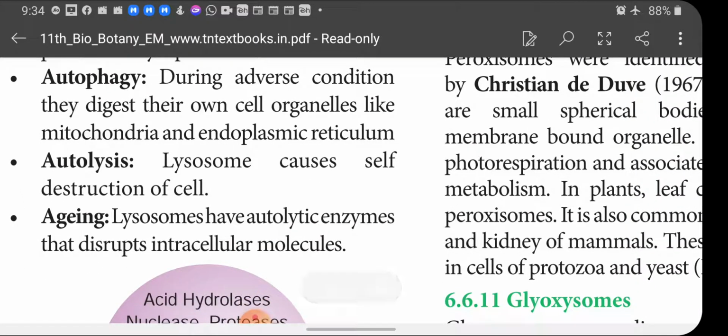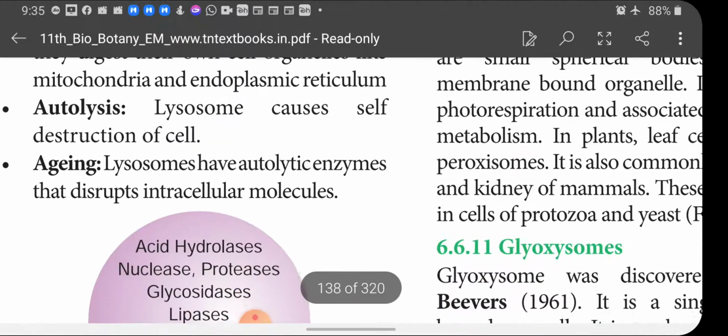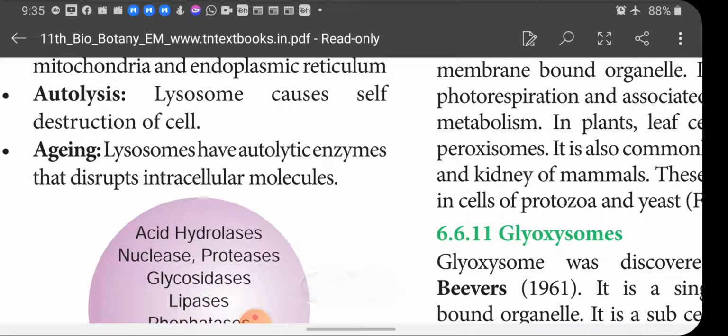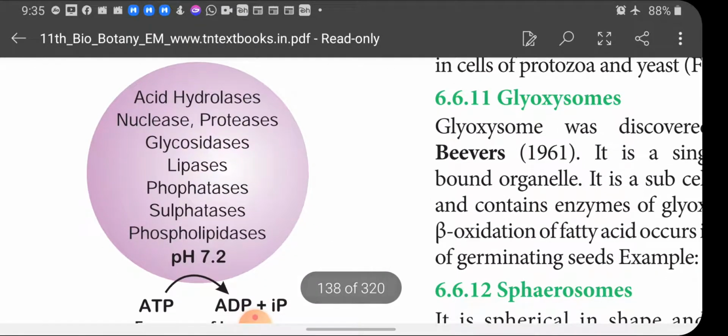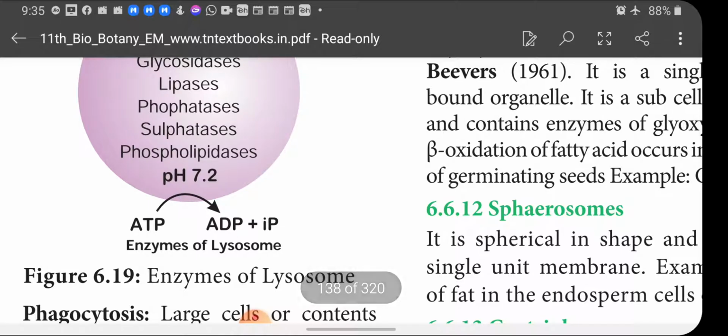And autolysis: lysosomes cause self destruction of the cell. Then aging: lysosomes have autolytic enzymes that disrupt intracellular molecules. So what are the enzymes present here? Acid hydrolase, nuclease, proteases, glycosidases, lipases, phosphatases, sulfatases and phospholipases. So these are the various enzymes the lysosome encloses inside it.